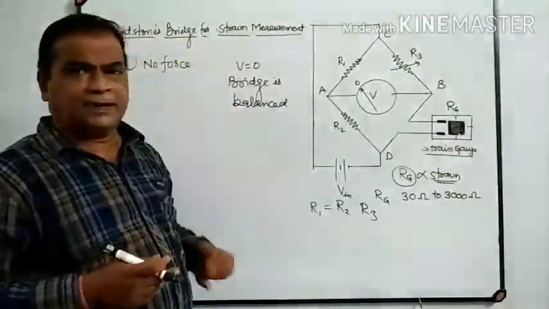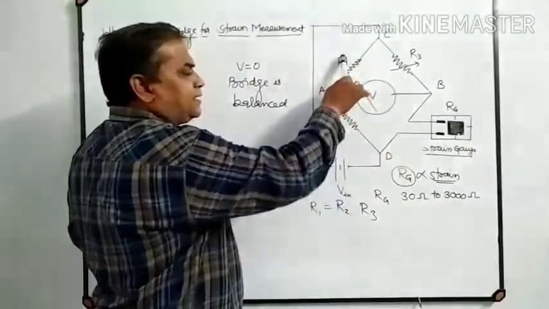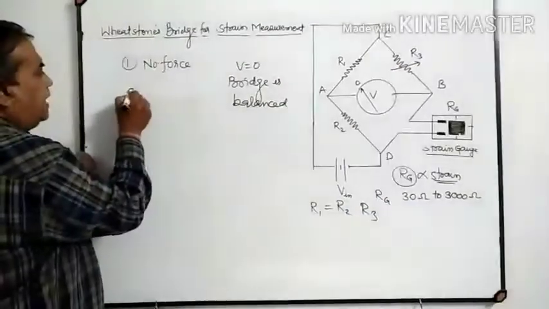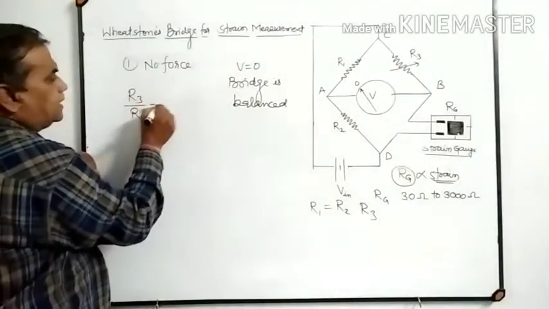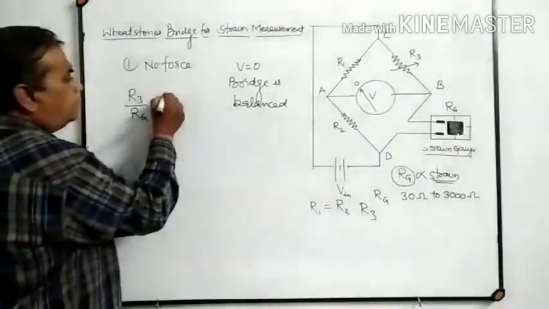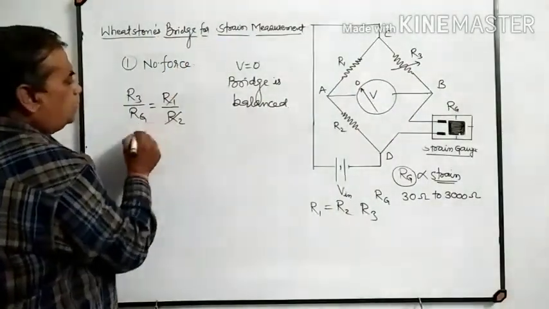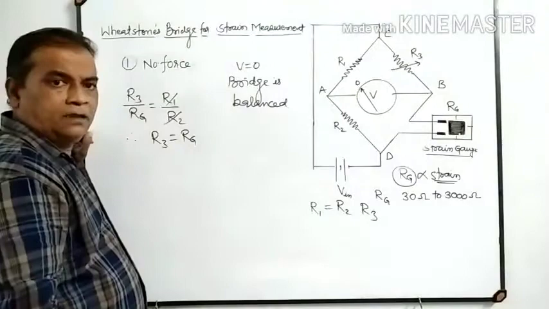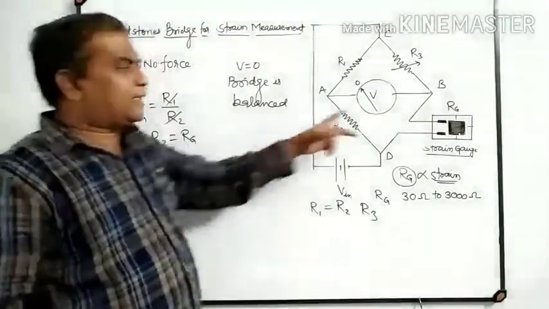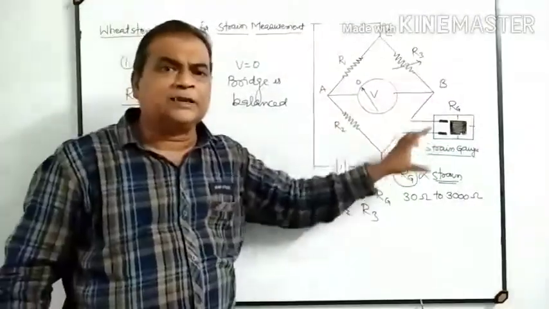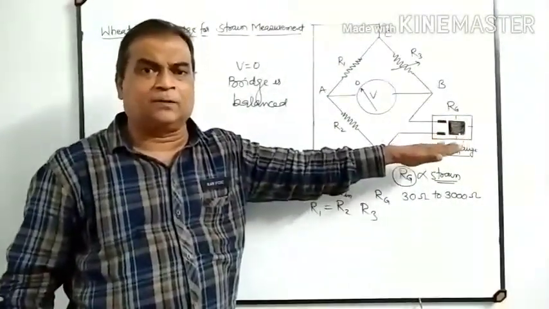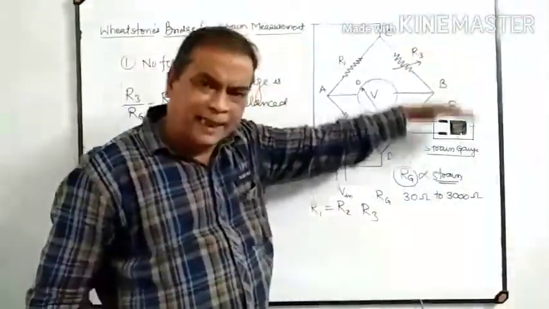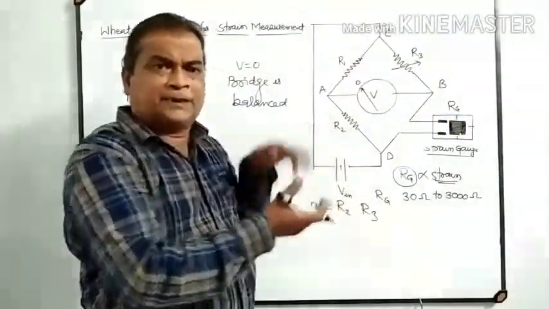And under the bridge balancing condition, we know that the 4 resistors are related by the relation R3 divided by Rg is equal to R1 divided by R2. But R1 is equal to R2, therefore R3 is equal to Rg. And the strain corresponding to this condition is measured as 0 gauge.